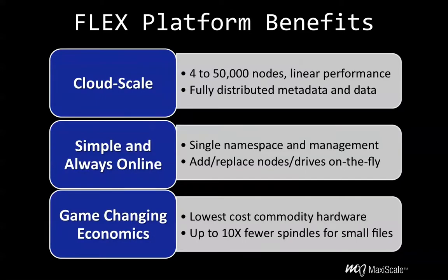The platform benefits are that it's cloud scale: start with as few as 4, scale to as many as 50,000 nodes with linear performance, and there's fully distributed metadata and data in order to avoid the critical metadata bottlenecks in dealing with these kinds of workloads. It's simple and always online with a single namespace and the ability to add and replace nodes and drives on the fly, and a real focus on game-changing economics to meet the lowest cost commodity hardware pricing and also to help reduce the spindle count for small files.